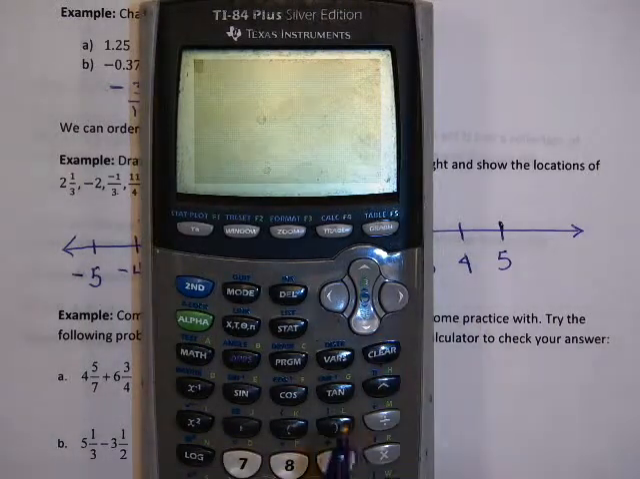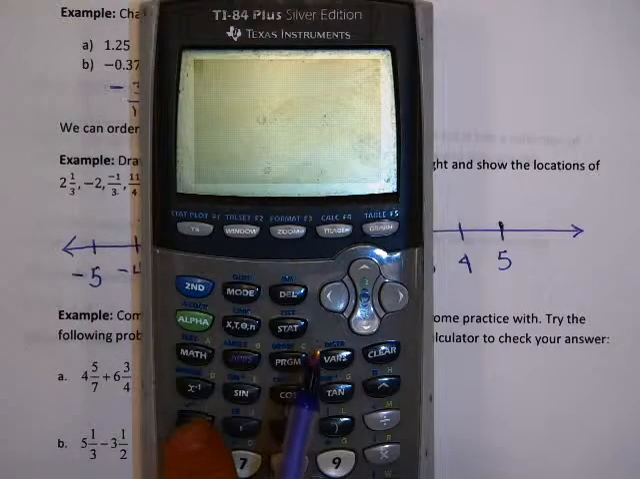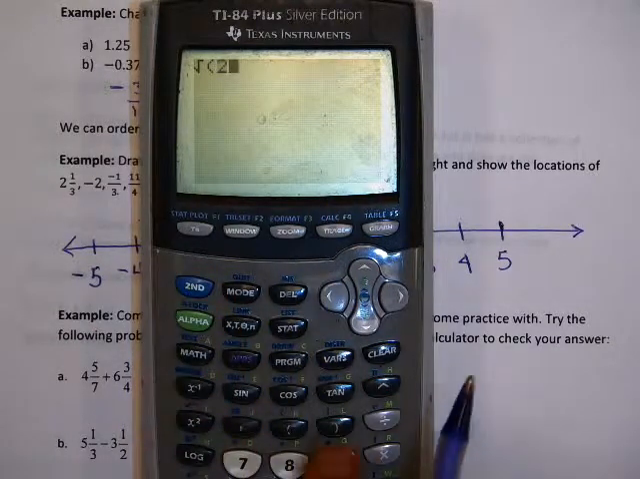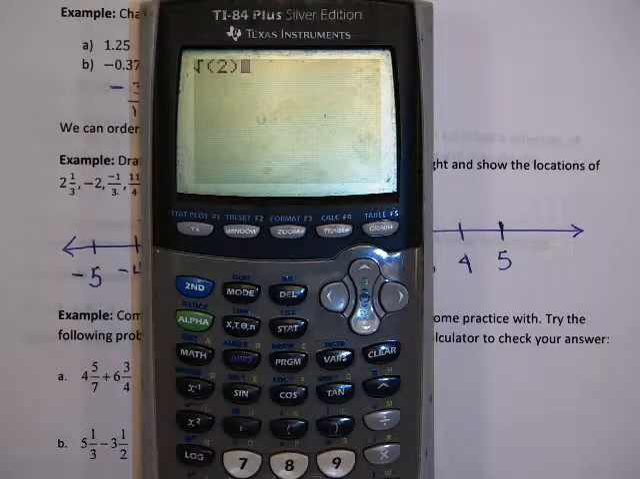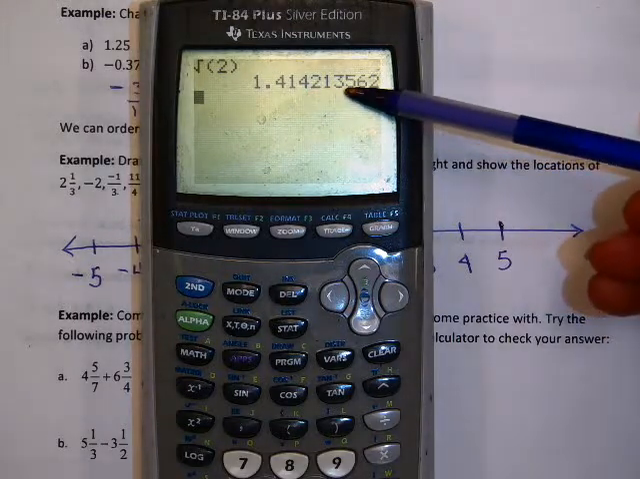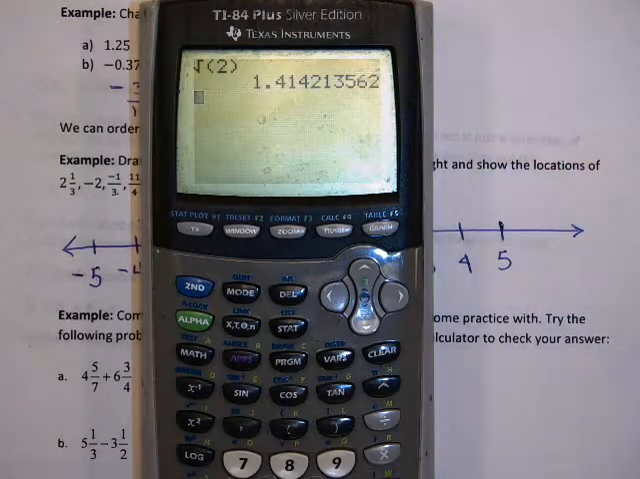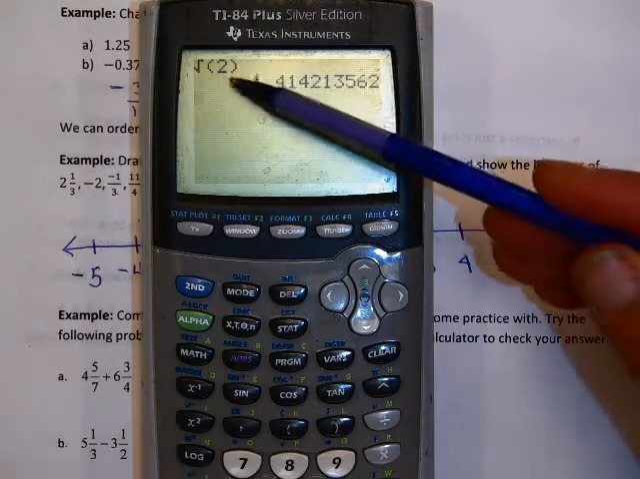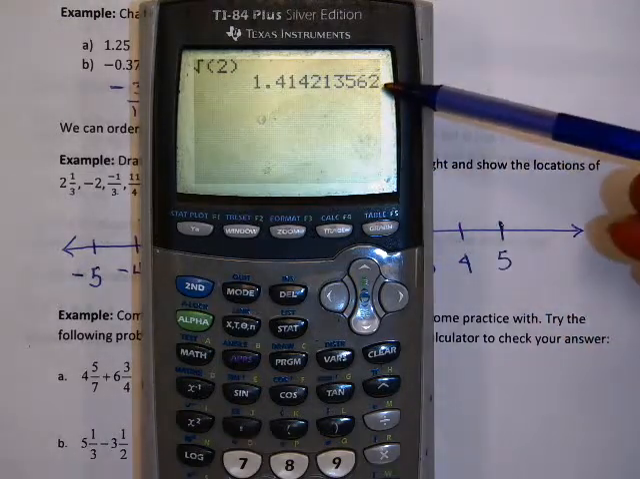If you want the square root of 2, you'll notice the square root is above this x squared, so I'm going to say second x squared 2, and then type in a parenthesis. And that gives me the number 1.414213562.